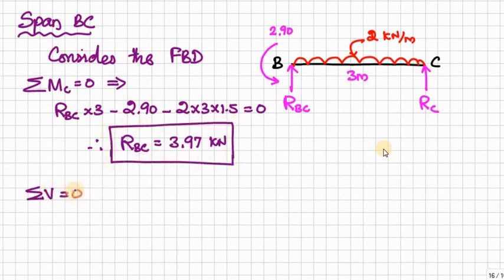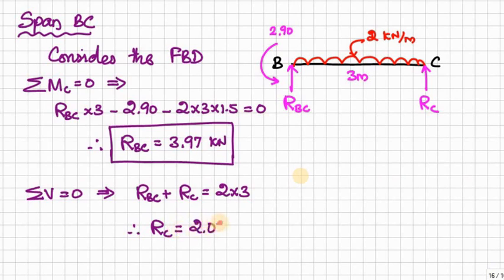Now applying sigma V is equal to 0, that is, downward loads is equal to upward loads. RBC plus RC is equal to 2 into 3. Therefore RC is equal to 2.03 kilonewton.